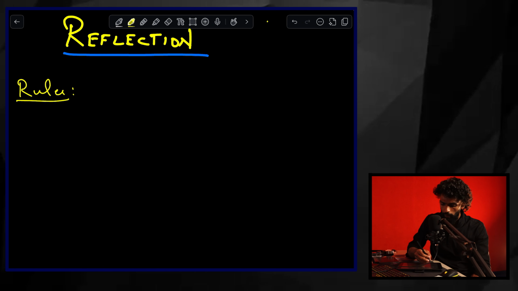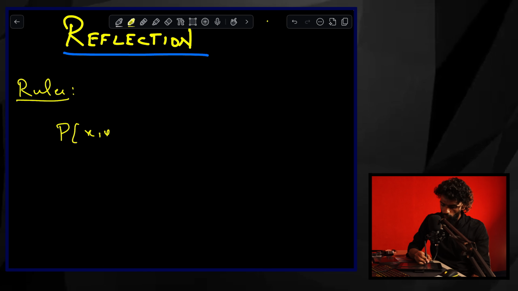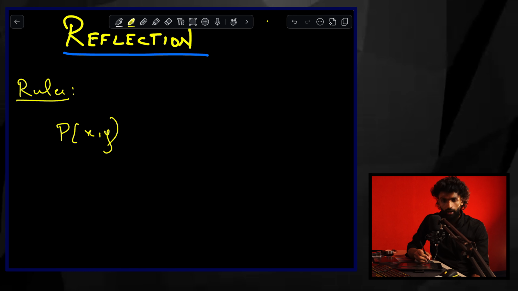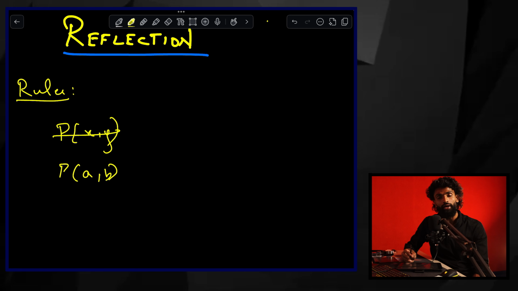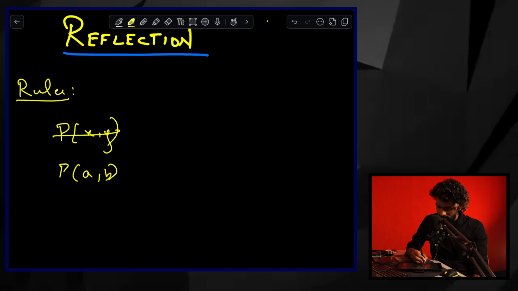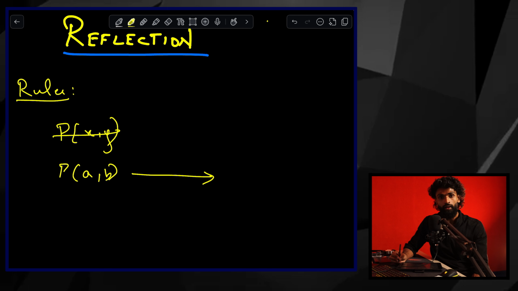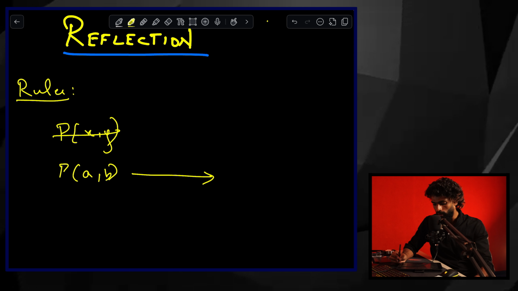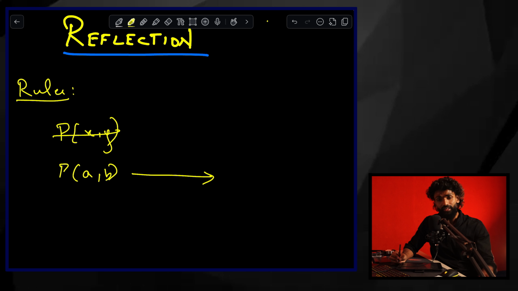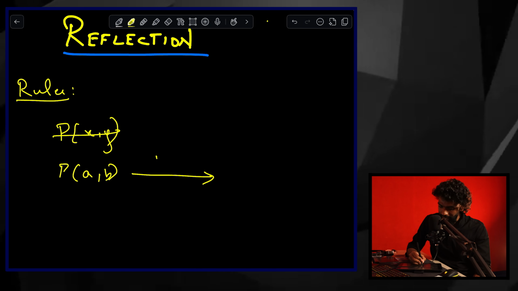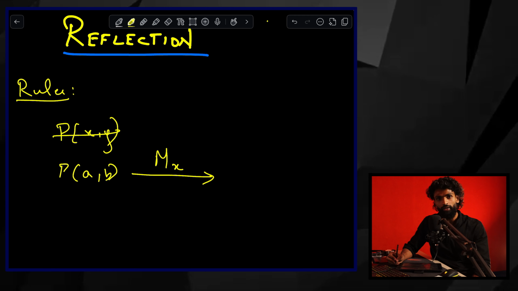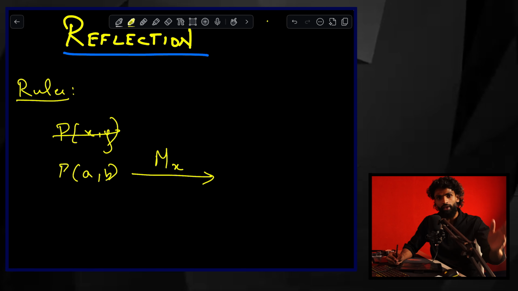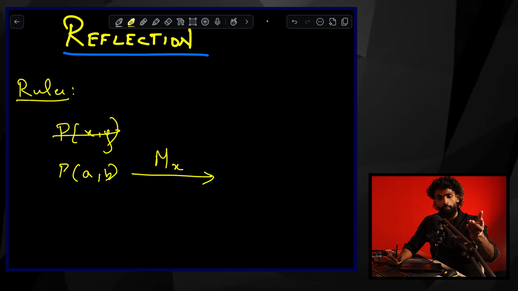First rule, let's assume a point P(a, b), where a is the x coordinate and b is the y coordinate. Let's say I reflect this specific point P(a, b) with the x-axis. How do we represent that? We write m subscript x. M is always used for reflection, and x is for whatever axis. So mx means reflection with x-axis.